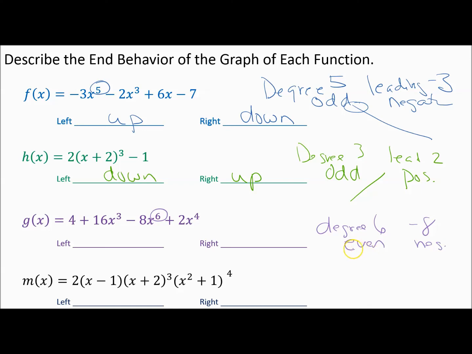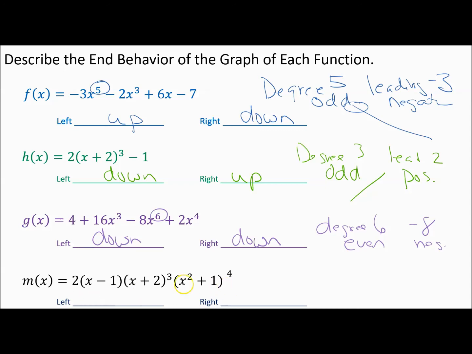Now what's significant about even is they're pointing in the same direction. So I know they're both going either up or down. Well, if the leading is negative, they're both going downward. So the y value is going to negative infinity. And it's easier just to say down. Most people can picture what I mean by down on the graph. And when you get in a calculus class, they're going to say f of x is going to negative infinity.